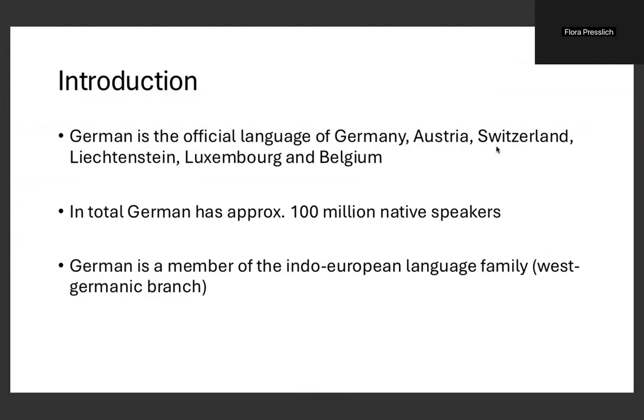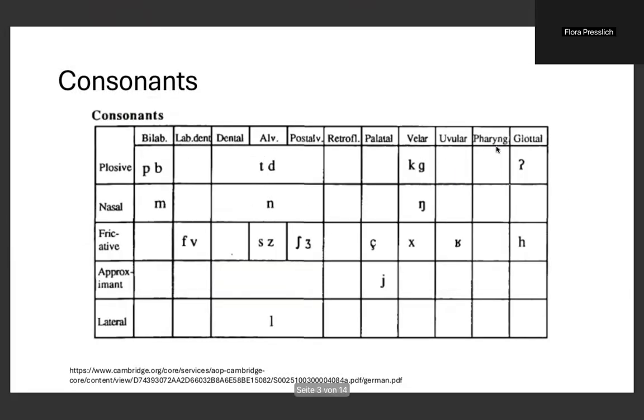When it comes to the classification of German in language families, German is part of the Indo-European language family. Specifically, it's part of the West Germanic branch of the Indo-European language family. So let's start with the German consonant system. On the next slide, you can see the consonant chart.